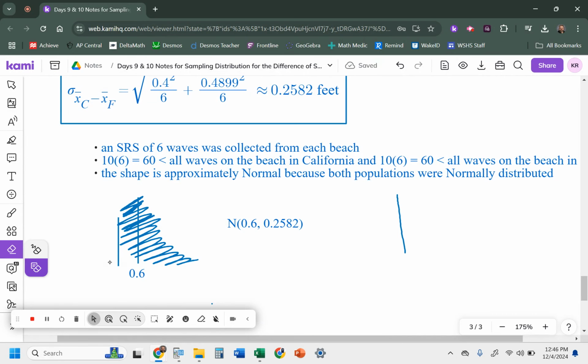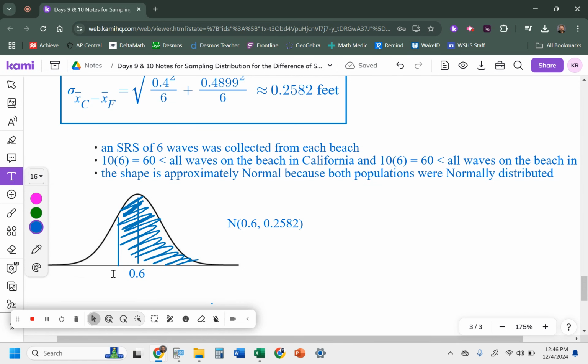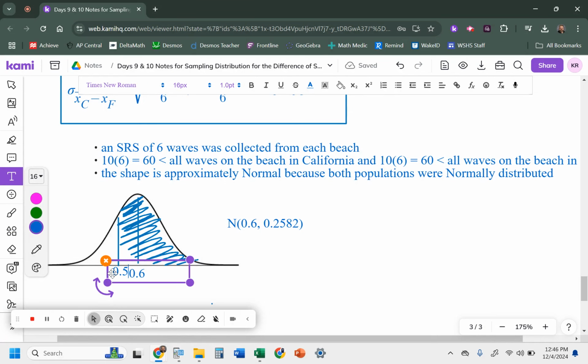Let's get those erroneous lines out of here without deleting my normal curve, hopefully. There we go. And so now we just need to make our probability statement and use our normal CDF. So this here was 0.5.